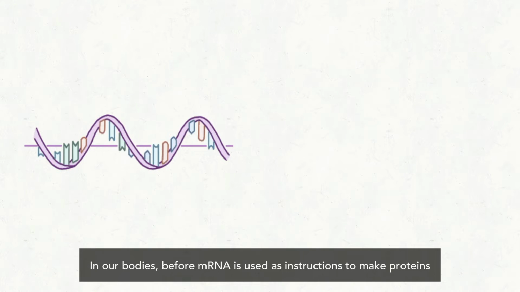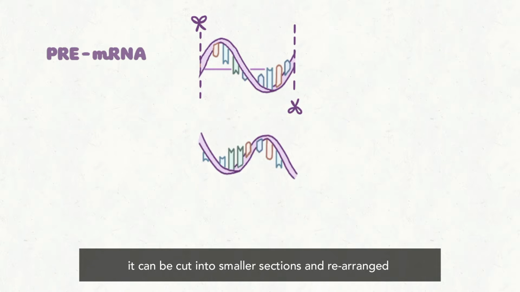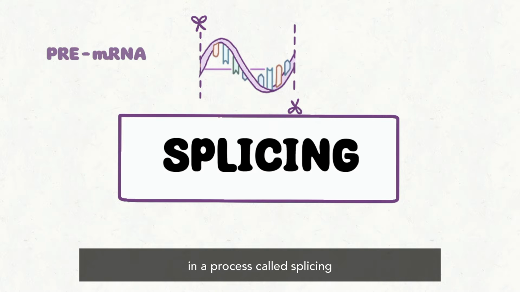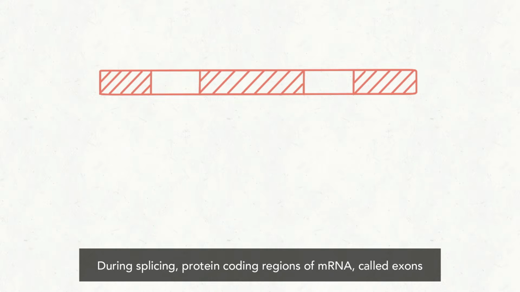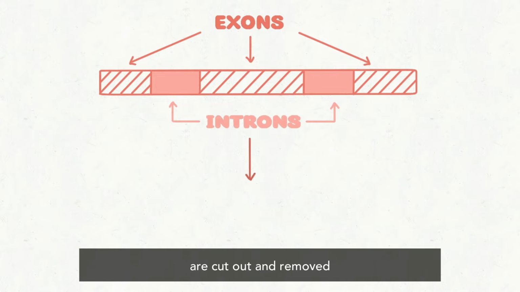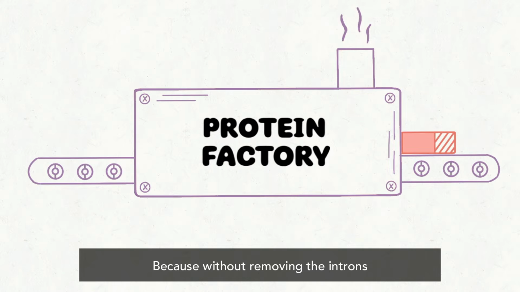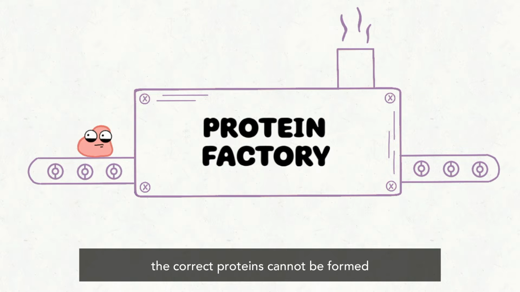In our bodies, before mRNA is used as instructions to make proteins, it can be cut into smaller sections and rearranged in a process called splicing. During splicing, protein-coding regions of mRNA called exons are kept, and non-coding regions called introns are cut out and removed. mRNA splicing is an important step in the transcription process, because without removing the introns, the correct proteins cannot be formed. And if something goes wrong in splicing, disease could even form.